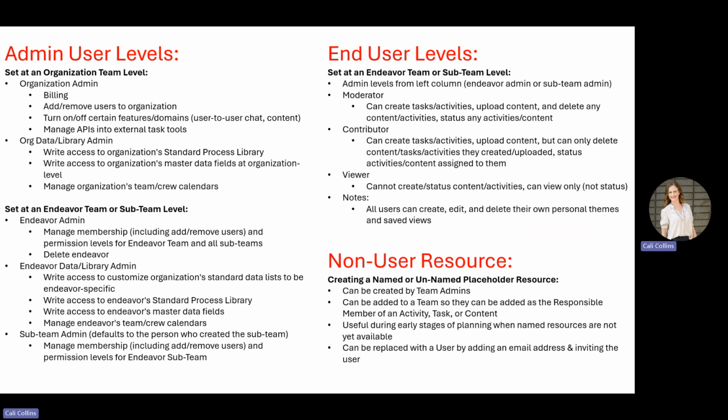There is also a second level of organization admin for data and libraries. You may choose to have this to be a separate person, or it could be the same person as your organization admin. The data admin for the organization level has write access to the organization's standard process library. They have write access to the organization's master data fields at that organization level. And they are also able to manage the organization's team or crew calendar library at that organization level. All of those items, when an endeavor is created, are able to be copied into the endeavor and then further customized.